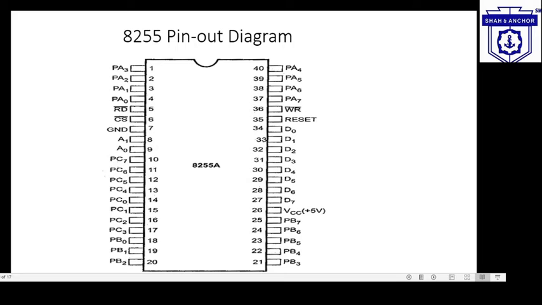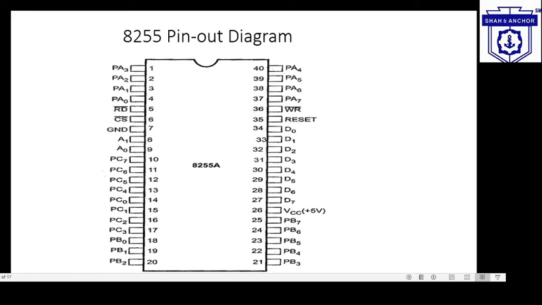Pin numbers 1 to 4 are PA0 to PA3. It actually starts from pin number 4 to pin number 1, that is PA0 to PA3. Then pin number 37 to pin number 40 indicate PA7 to PA4. That means 8 bits of port A. Total 8 pins are there, pin number 4 to 1 and pin number 40 to 37.